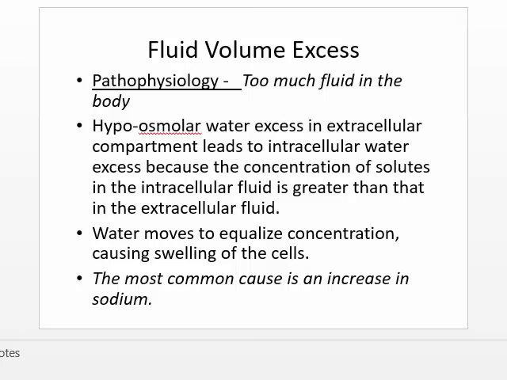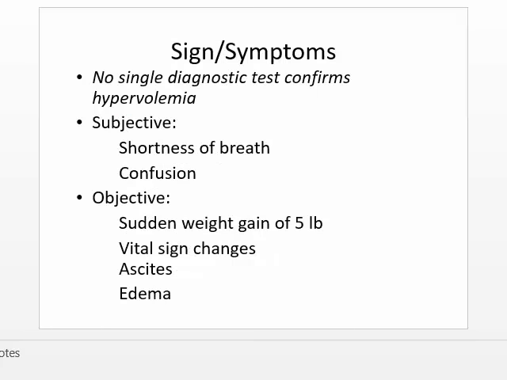So signs and symptoms that we're going to have for excess fluid volume. There's no single diagnostic test to confirm hypervolemia. So subjectively, your patient is going to have shortness of breath as they start to have fluid filling up into the lungs, and the patient will become confused. Objectively, they're going to have a sudden weight gain of 5 pounds. They're going to have vital sign changes such as an elevated blood pressure, full bounding pulse, tachypnea. They're going to have an elevated central venous pressure.